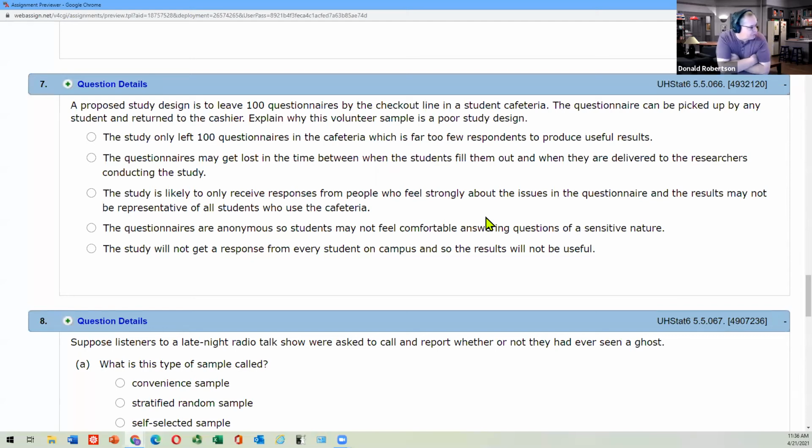Okay, here is question 7. A proposed study design, right? So they're doing a sampling, and they're thinking of doing it this way: leave 100 questionnaires by the checkout at the student cafeteria. The questionnaire can be picked up by any student, and when you fill it in, you just give it back to the cashier. Explain why this volunteer sample is a poor sample.